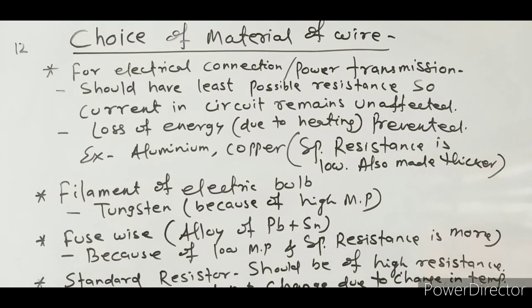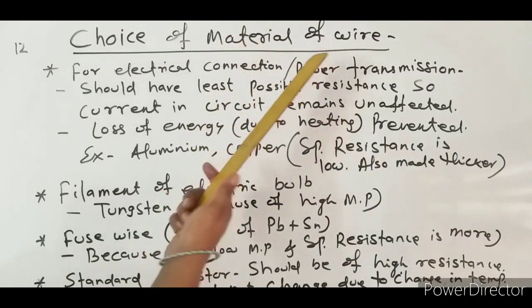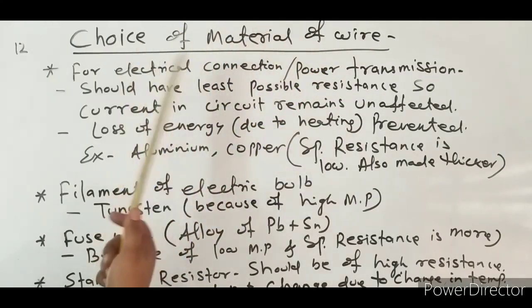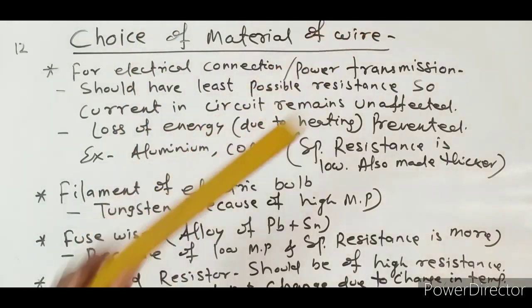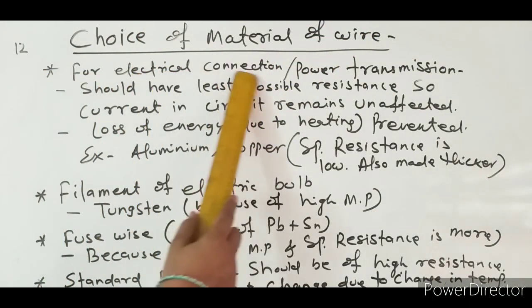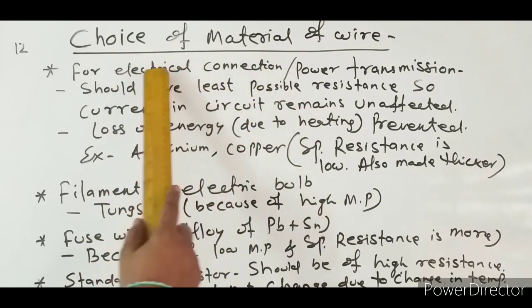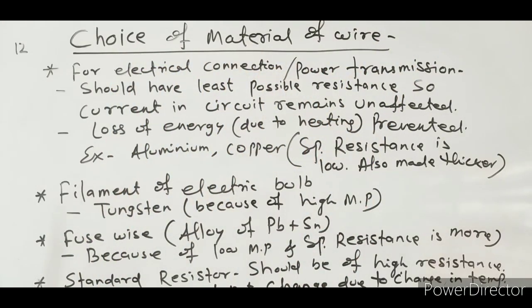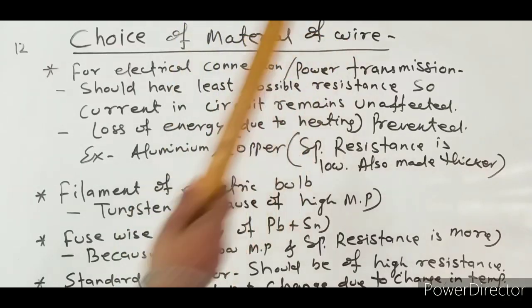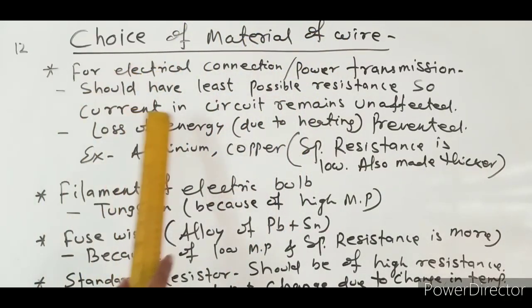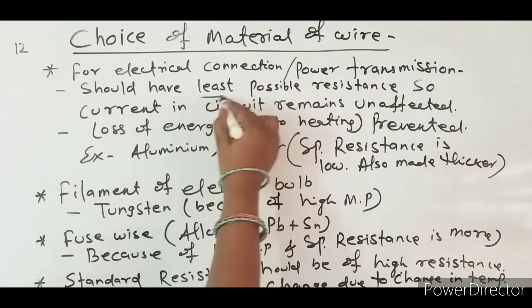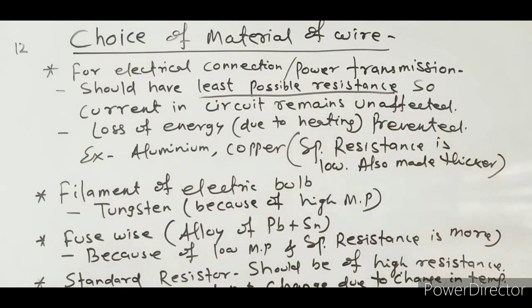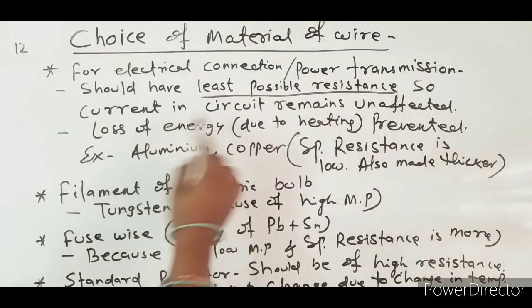When we take a wire, it can be of different materials. While choosing a wire of different material, let us see the different purposes. What types of material do we choose? The first one is electrical connection, be it house wiring or power transmission. What type of material should the wire be? In these cases, the wire should possess the least possible resistance. When resistance is less, conductance will be more.